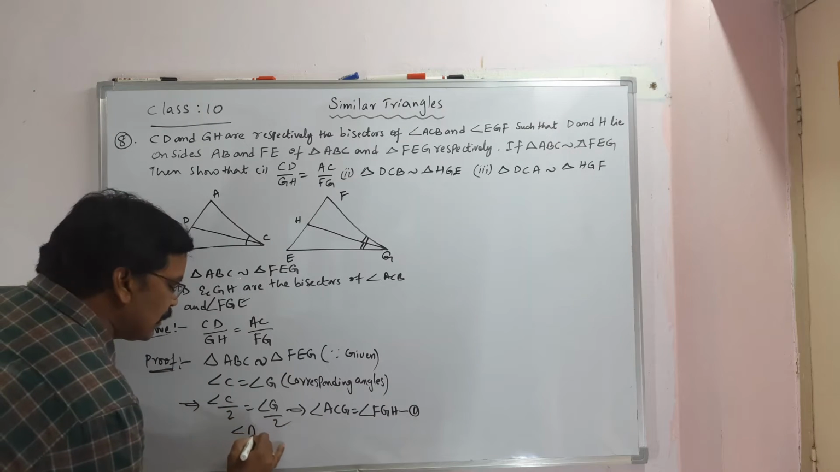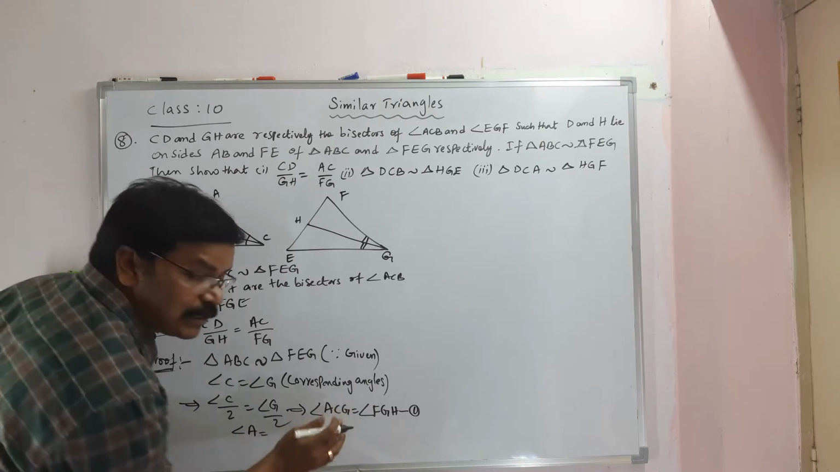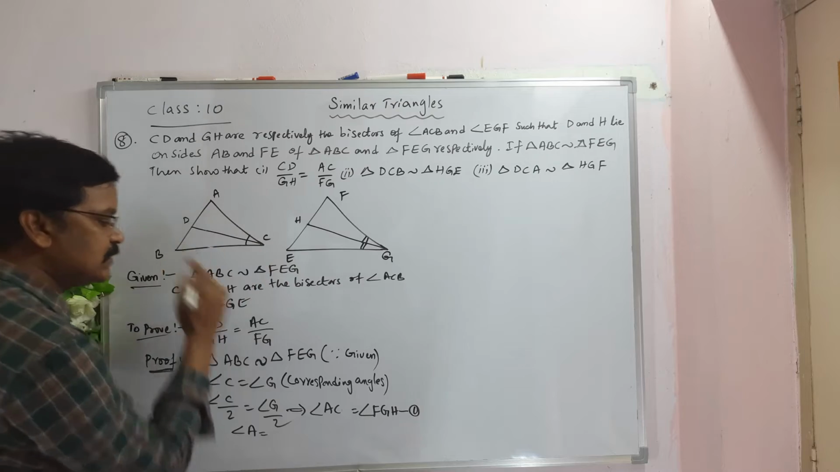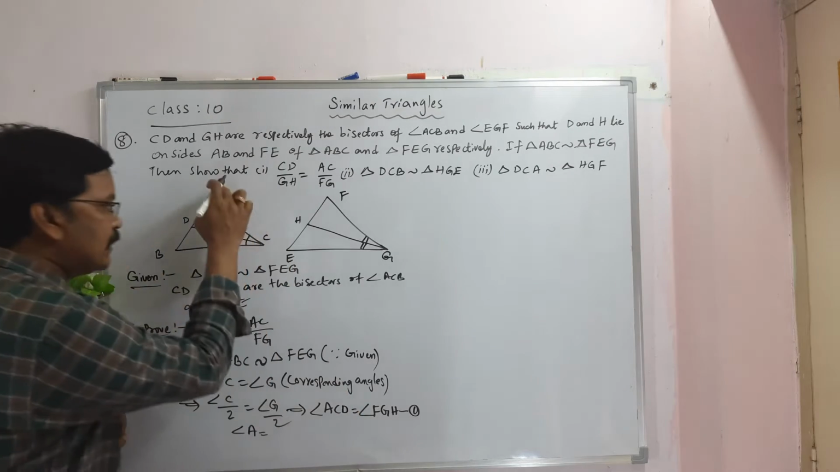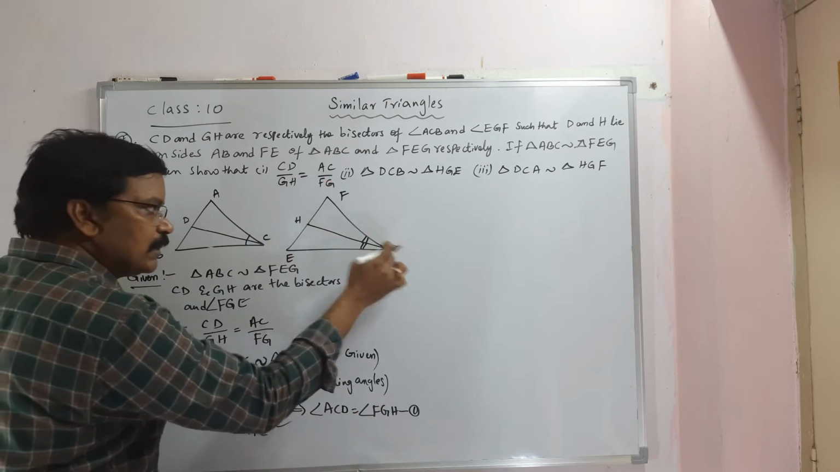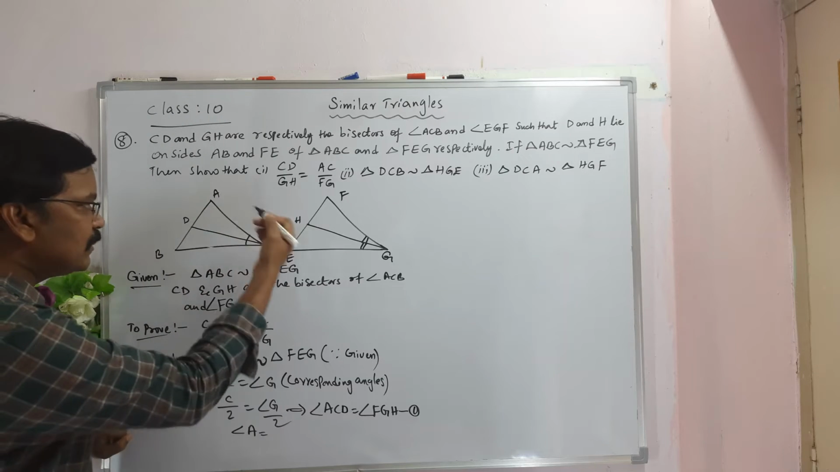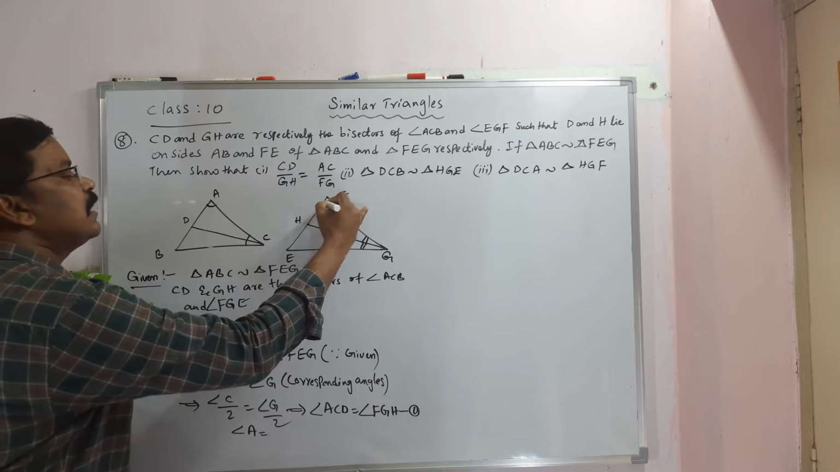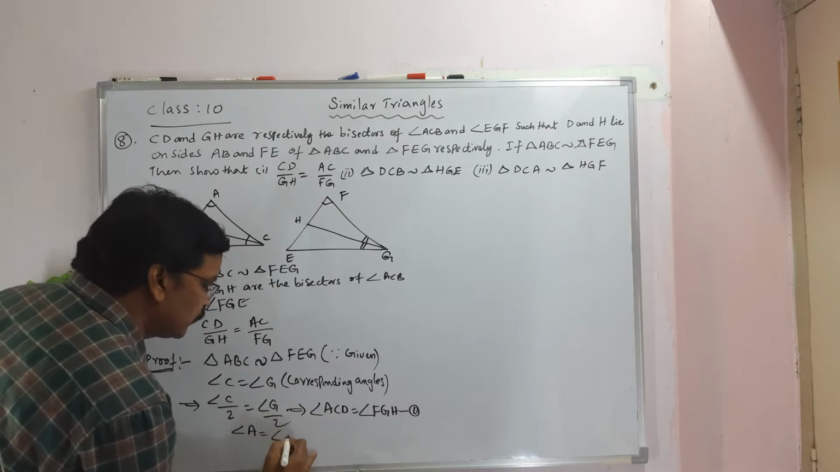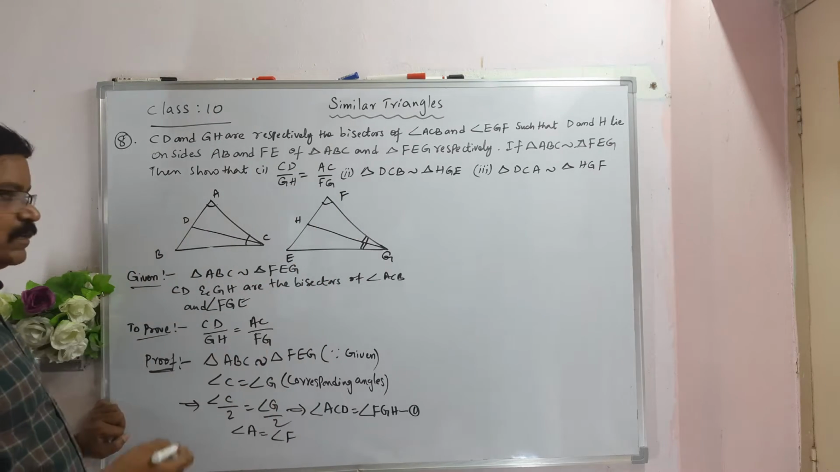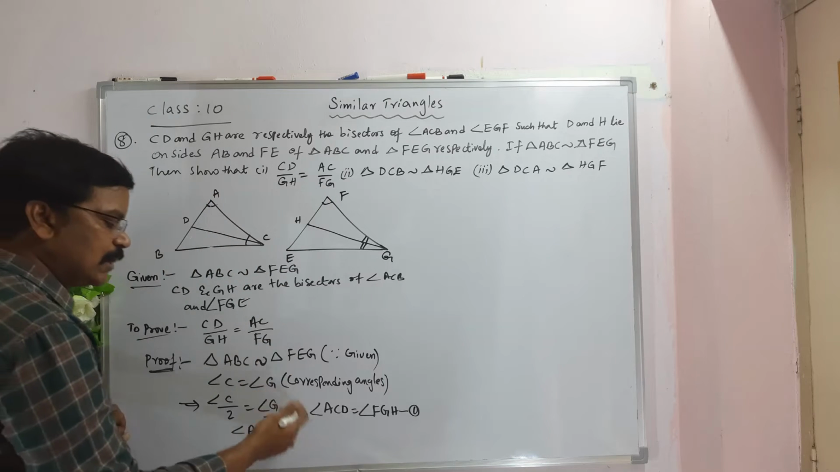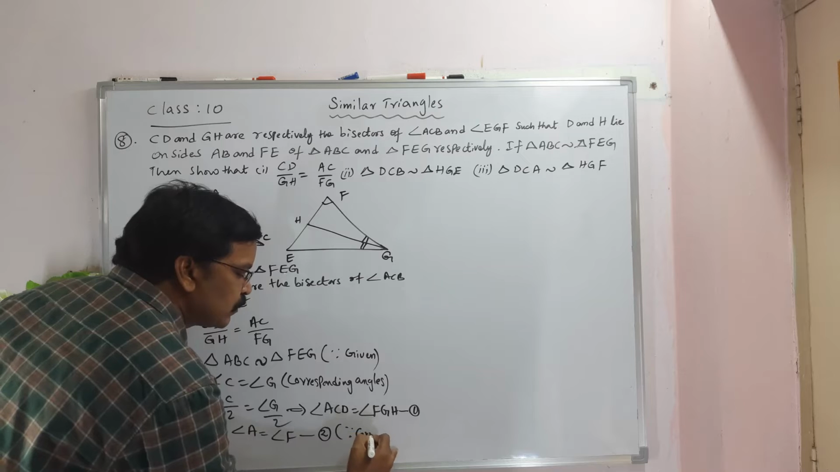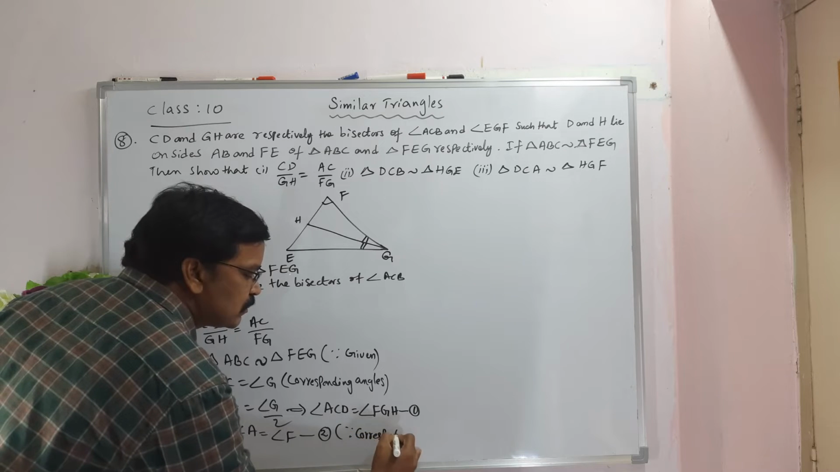Simply I can write angle A is equal to, here I made a mistake. This is angle ACD. Angle ACD is equal to angle FGH. Okay. In the next step, I write angle A and angle F are equal. They are corresponding angles. Angle A is equal to angle F. This is equation 2, since they are corresponding angles.